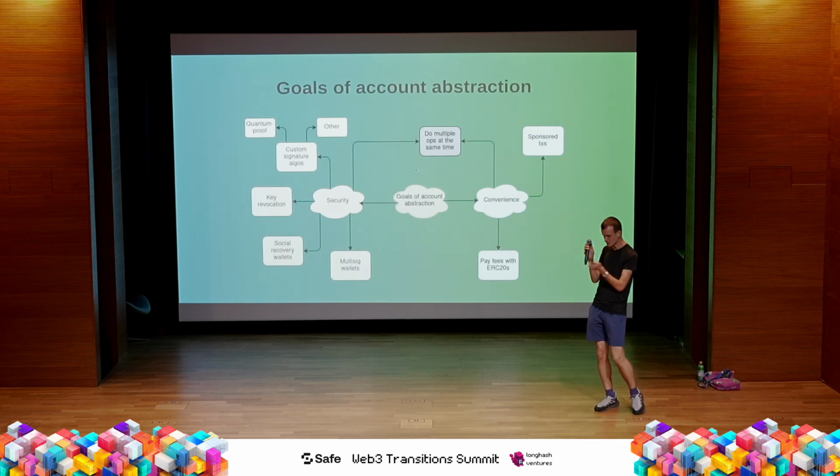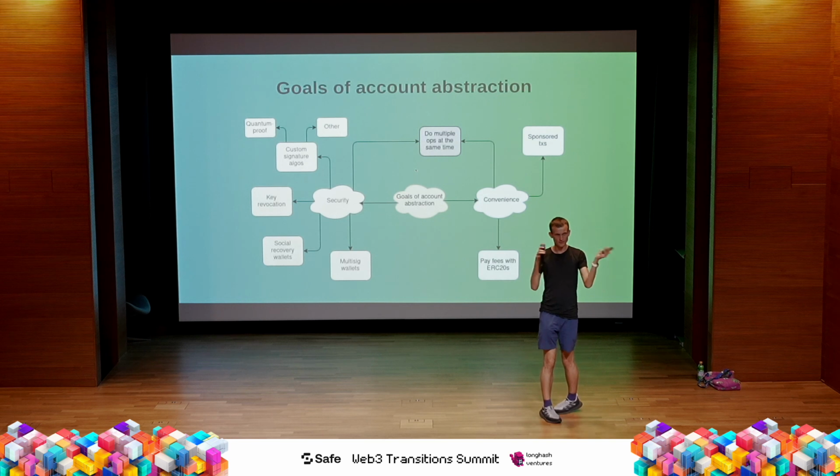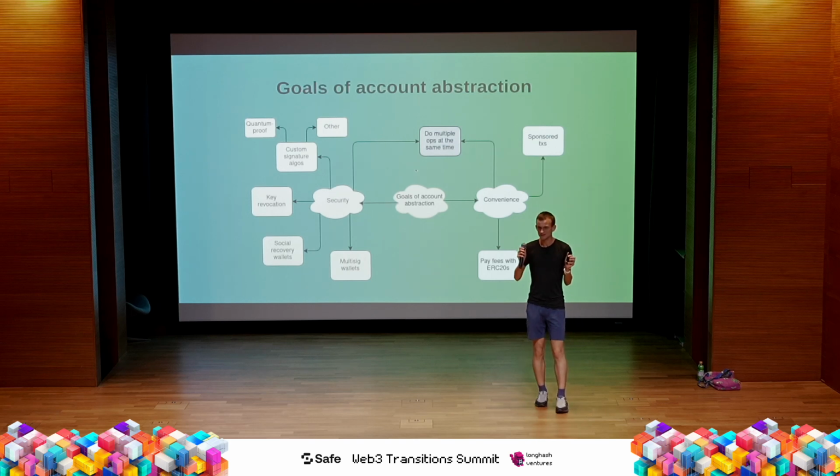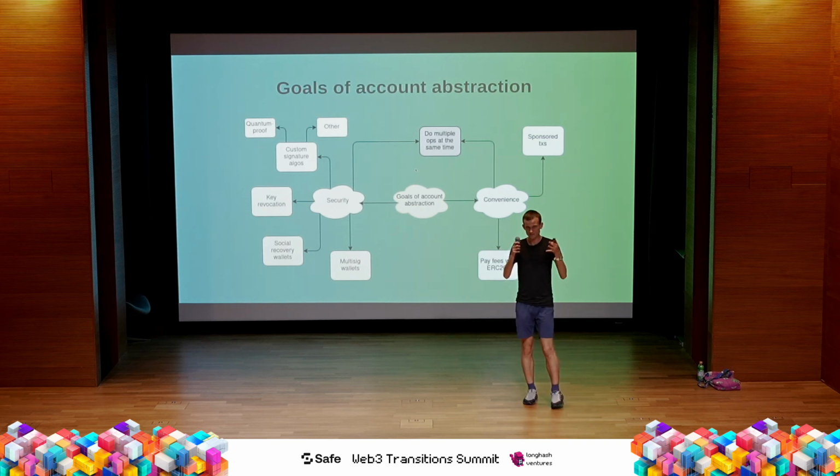So account abstraction has lots of goals, which I think is amazing, and this is a really beautiful and kind of uniting thing for the ecosystem, right? Because it means that lots of people who care about lots of different problems have something that all of these people from different perspectives can unite behind.